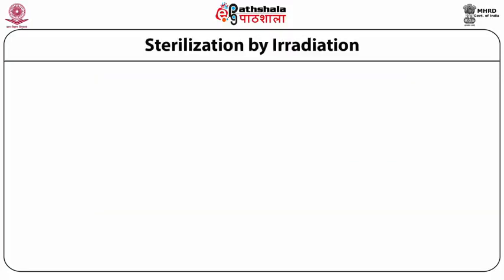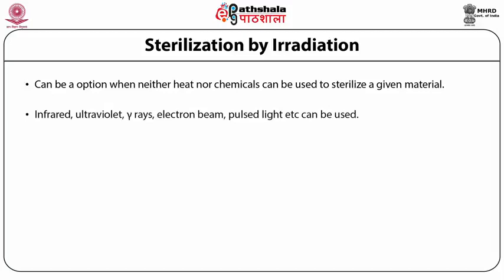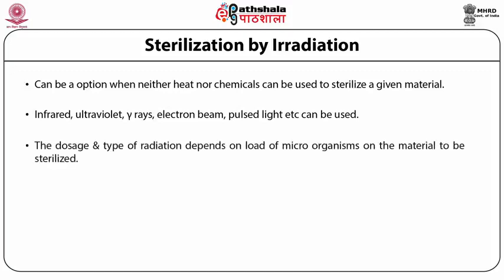When neither heat nor chemicals can be used to sterilize a given material, radiation is considered as an option. Electromagnetic radiation is characterized by a frequency, a wavelength, penetrating power, and energy range; examples are infrared, ultraviolet rays, electron beam, pulsed light, etc. The dosage and type of radiation sterilization is a function of the type and amount of the microbial load that has to be removed from a given packaging material and equipment.